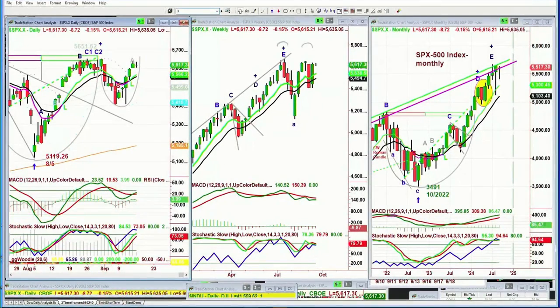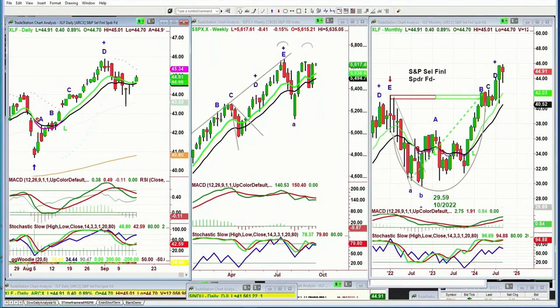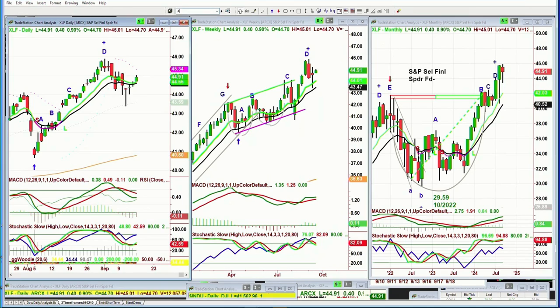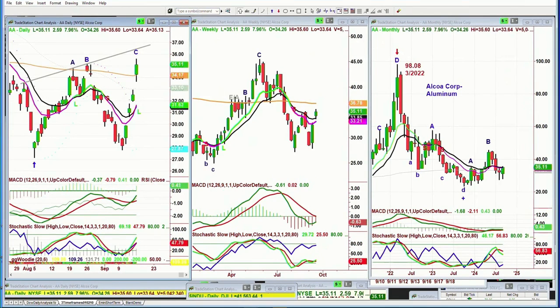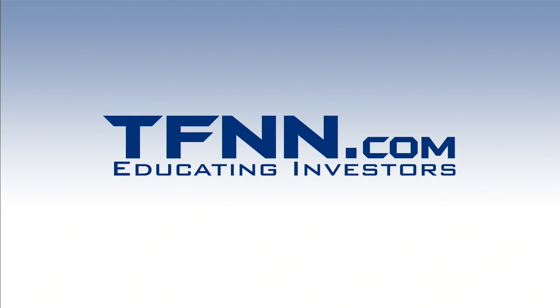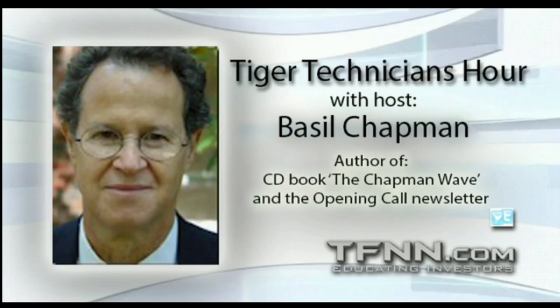XLF. Question about the... Alcoa. Let me go first to Alcoa. Alcoa is breaking out from the recent trading band. It's gone above the 200-day moving average. It's up 58 cents at 35.10. I like that. And that is in a new leg C in the daily and a leg B in the weekly chart. Thank you, Jeff, again for pointing that out. Yes, it's acting very nicely. Alcoa, AA is the symbol. I'll be right back.